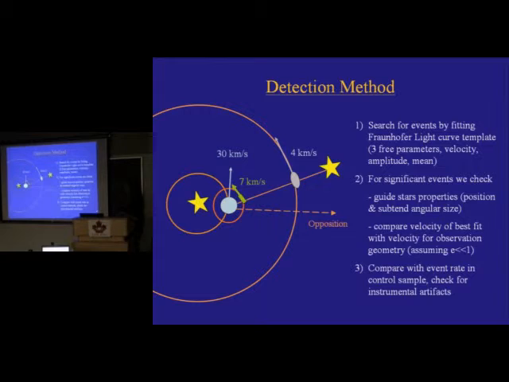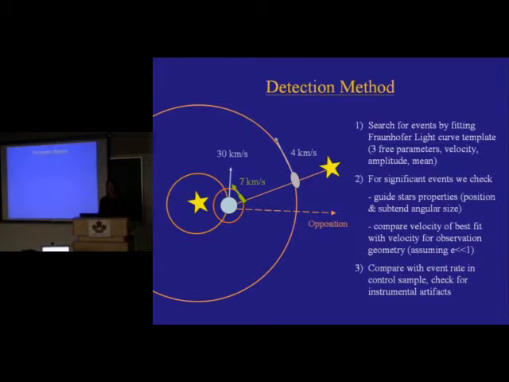And then we can still check the event rate we have as a function of latitude. Do we find many more events for low latitudes than high latitudes? And there should also be a dependence of the event rates on the relative velocity.